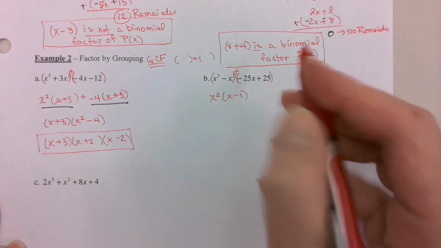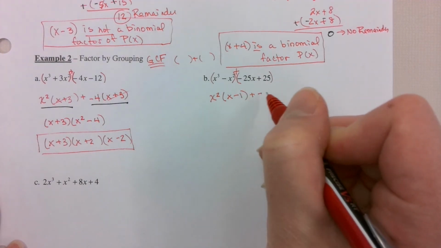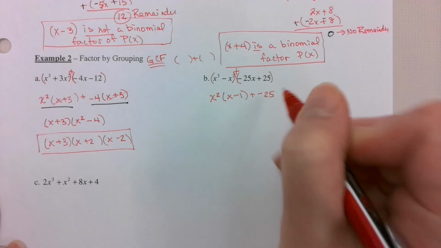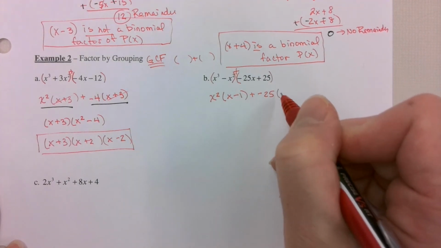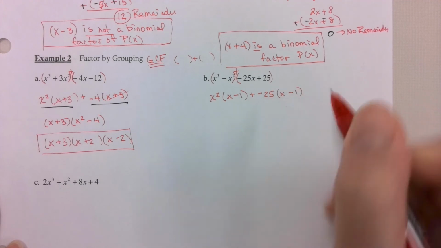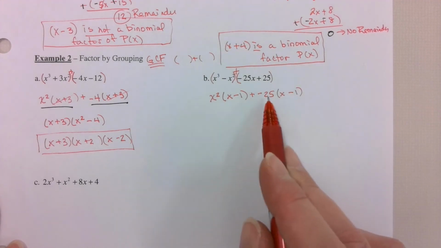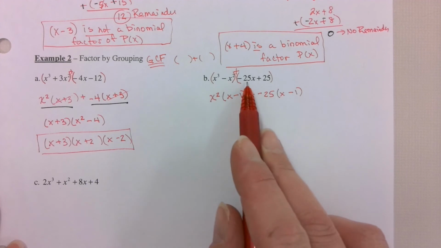Look at your next set. I want to factor out a negative 25. I always want to pull the negative to make it match. So now I have a positive x, but a negative 1. And it's really important to have that 1 there, so when I reverse the distribution, I get my 2 terms back.